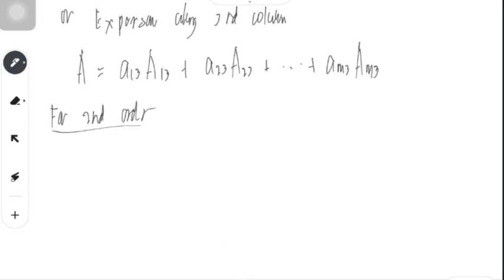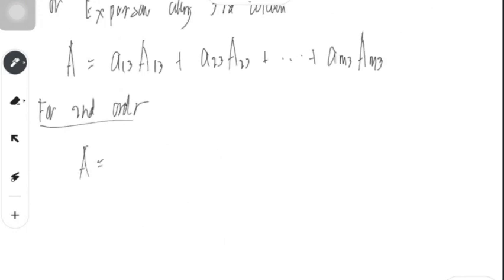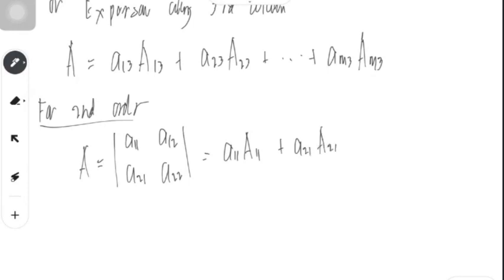Now, let's apply this principle to a second order determinant. Tingnan natin kung parehas ng lalabas. For a second order determinant, the elements A11, A12, A21, A22. Now, using the expansion by minors and cofactors, let's say expansion along the first column. So, we have here A11 times the cofactor. Since it is first column, we have here A21.